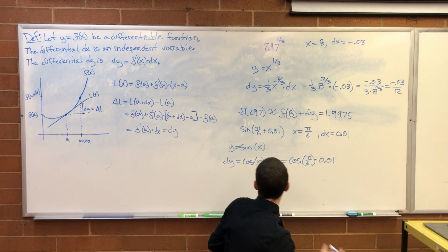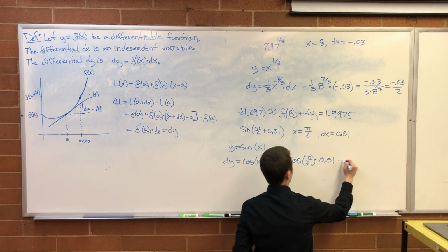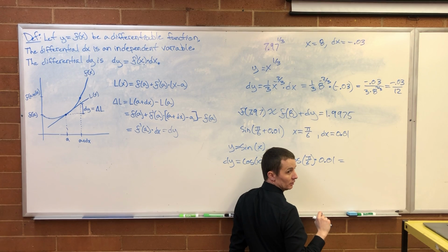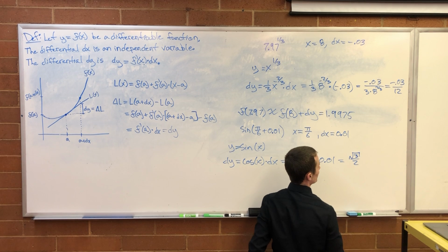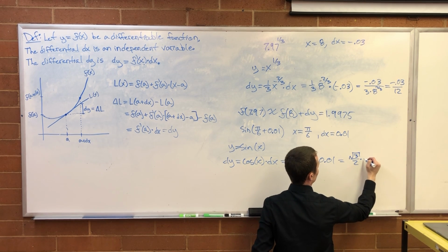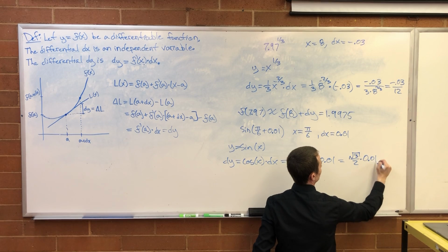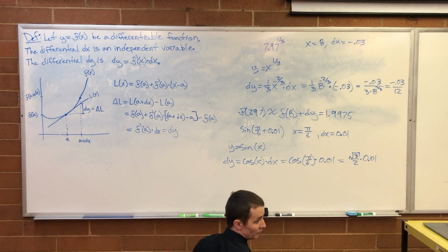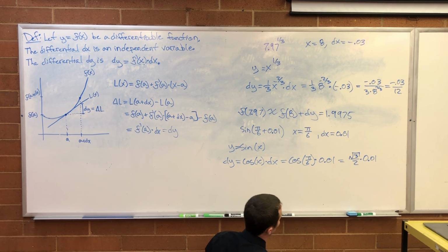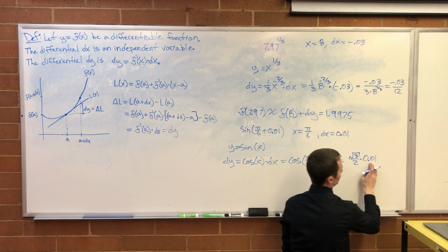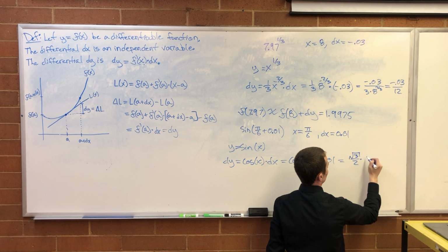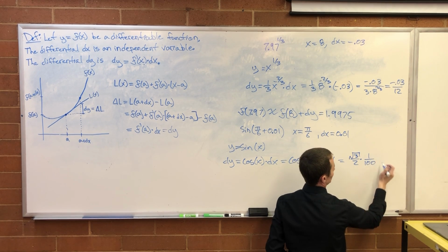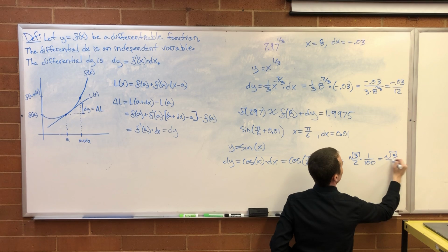Okay, so this is our dy. This is equal to, what's cosine of pi/6? Root 3 over 2, times 0.01. Can we simplify that any further, or just leave it there? We could if we want to. 0.01 is the same thing as 1/100th, so I can view this as times 1 over 100, and then I can say root 3 over 200.